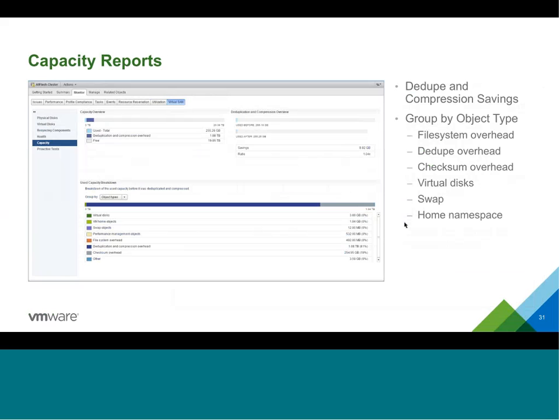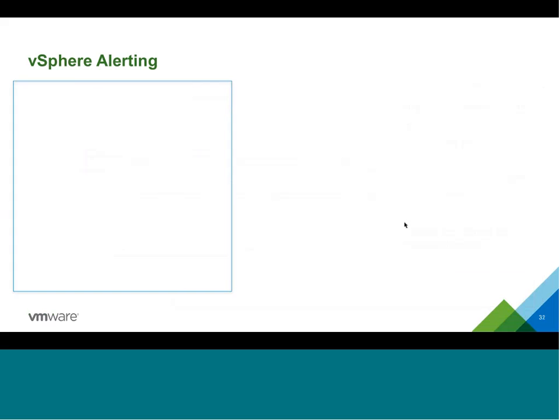The capacity report, it would show you which percentage is, say, swap is utilizing how much, virtual disk is utilizing how much, that kind of information that you will get from the capacity report.